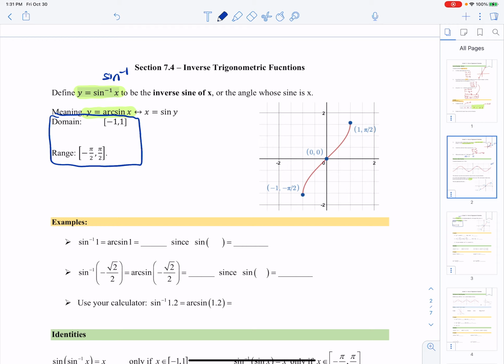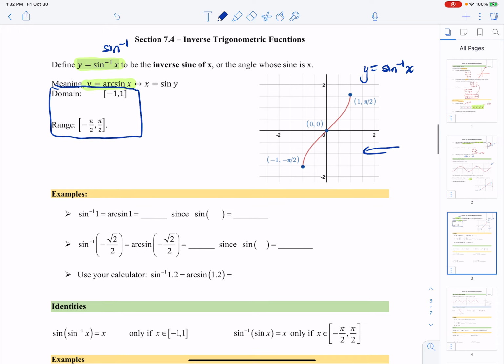So if we flip all of that around, we get this graph right here. There's the graph of the inverse sine of x. Okay, so I'm going to label it like so. Let's just get acquainted with a couple values here.